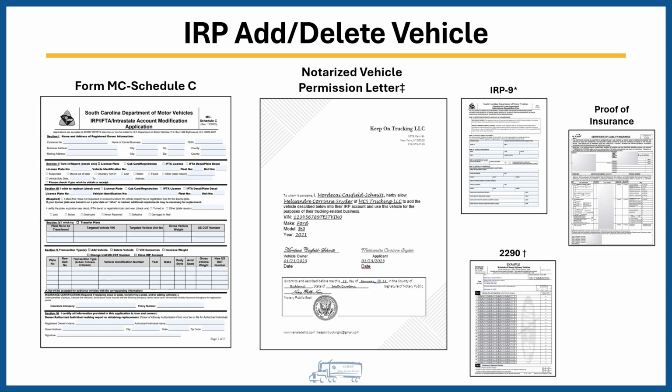One of the most common transactions is adding and deleting vehicles to your account. Whenever adding or deleting vehicles, you will need a Form MC Schedule C, unless submitting the application online through the trucking portal. When submitting the application in person at a branch office or through the mail, the Schedule C must indicate what change you wish to make.